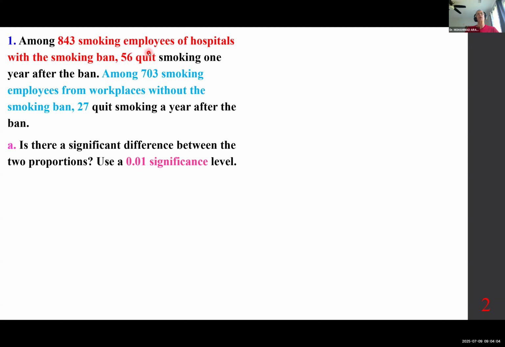And so what is given? That's the first thing that we have to make a note of, and that is extremely important, everybody. So the first group, the sample size N is 843, and out of those X, 56 quit. Now, because we have two groups, instead of N, we're going to call it N sub 1. Instead of X, we're going to call it X sub 1. And the second group, we call this N sub 2 and X sub 2, and we are dealing with the binomial distribution.